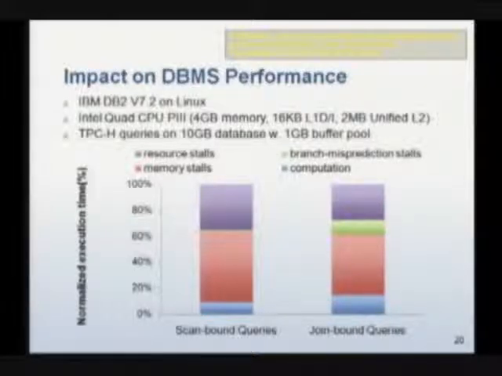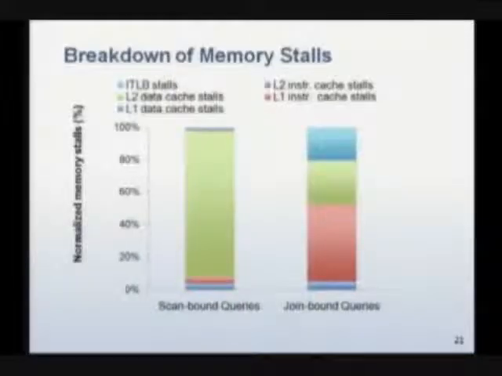The red stuff in the middle is memory stalls. So if you look at it, like 50% of the time, the CPU is sitting there waiting on the memory to deliver something into its caches. And it's slightly bigger for scans than joins. And again, this will vary from database system to database system. But the pattern is similar. Then the green stuff is branch misprediction stalls, and the top thing is resource stalls. But the red stuff is what I want to drill into next. So these are the memory stalls. And this is the breakdown.